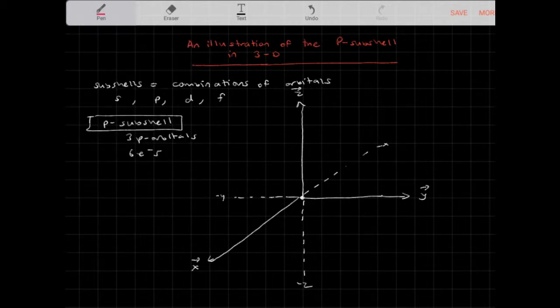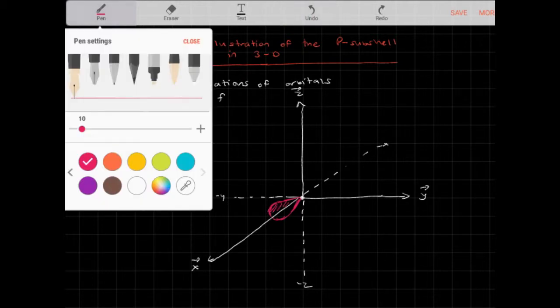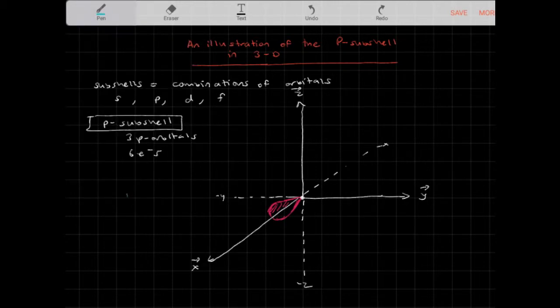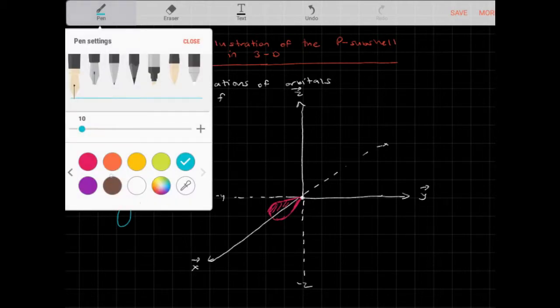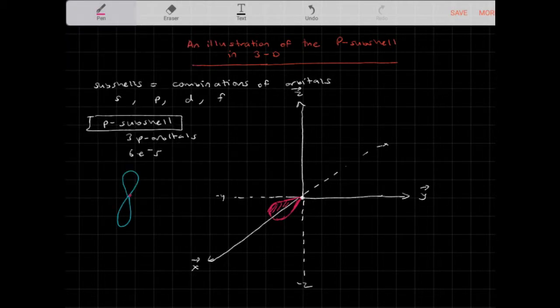I'm going to draw each orbital on each of the axes, right? So there's going to be one of the P orbitals on the x-axis, shown here. And remember that P orbitals look like this dumbbell shape, right? So I'm just going to draw that out. We drew P orbitals initially using this dumbbell shape, and the node exists in the middle, so this is the node. Okay, so this is one of the P orbitals.